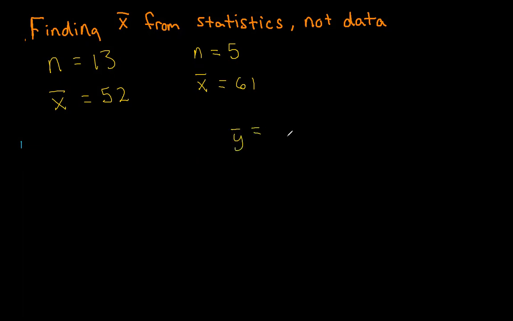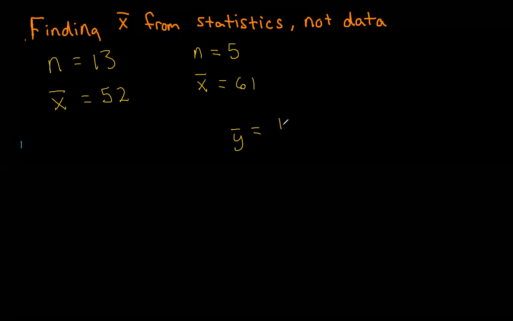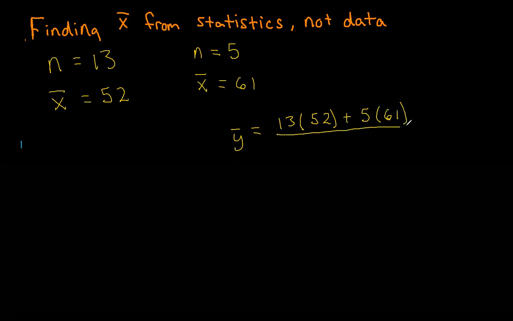Kind of the same idea. You can try this one on your own, see what you get for the mean, but all you would really need to do is find the total points from that first group, 13 times 52, add it to the total points from the second group, which would be found by doing 5 times 61, and then divide all that by the total number of observations, which in this case, if I'm combining these two sets of data, and assuming I'm using the same unit of measurement, that would be 18 altogether.